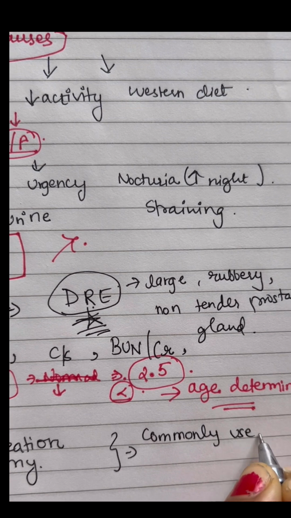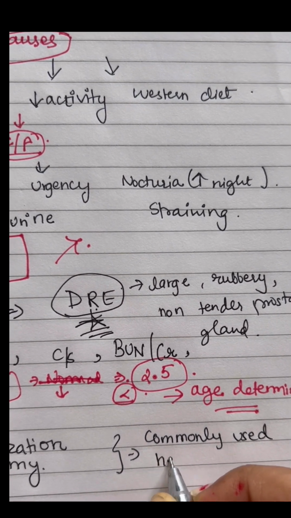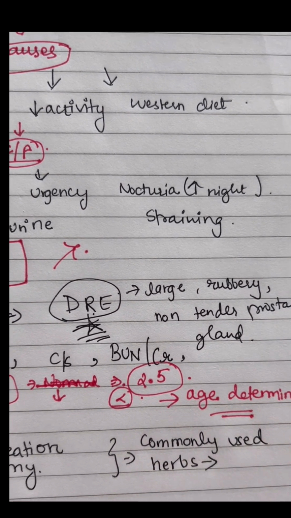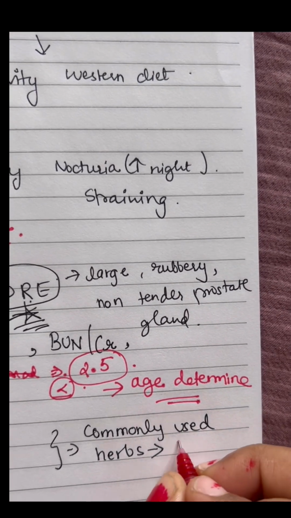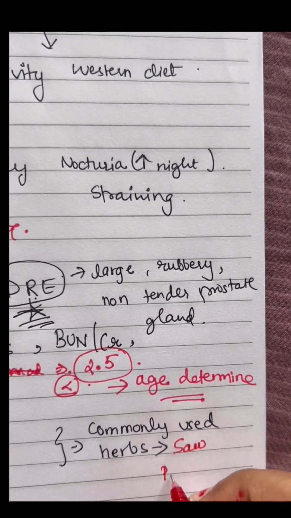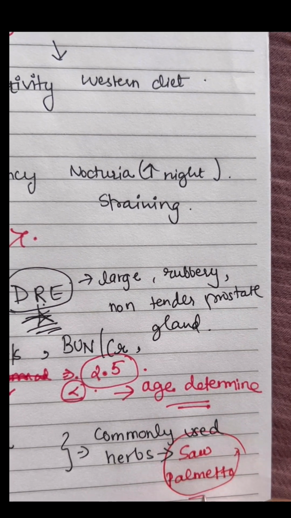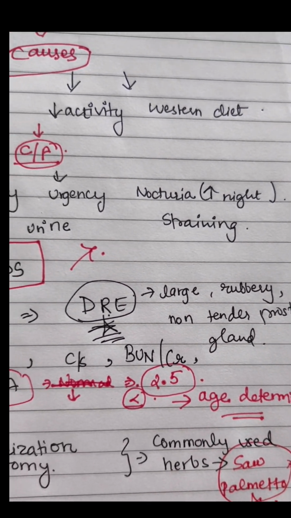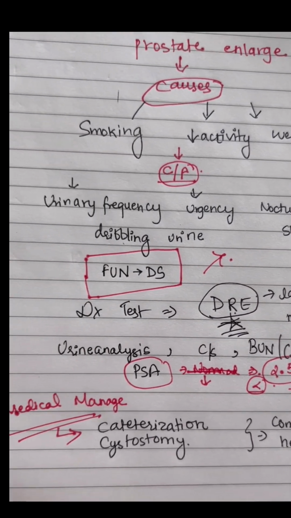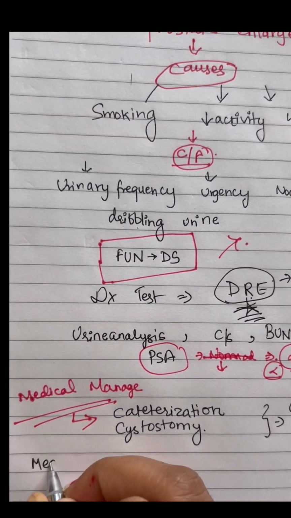Normally people who have BPH tend to use herbal medication, and the commonly used herbal medication is known as saw palmetto, which is most frequently and most commonly used in this case. And as we know, saw palmetto has minimal side effects as well as complications.